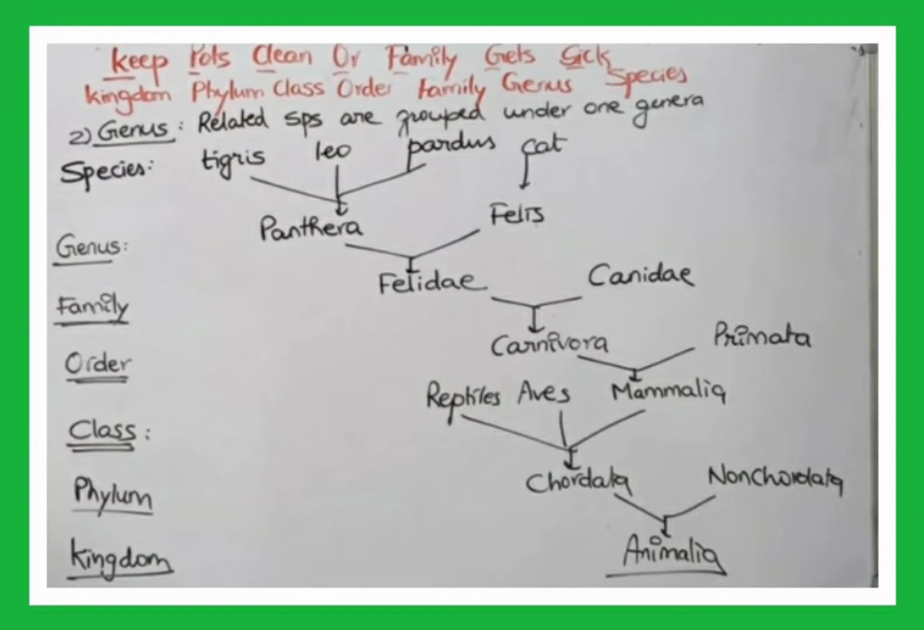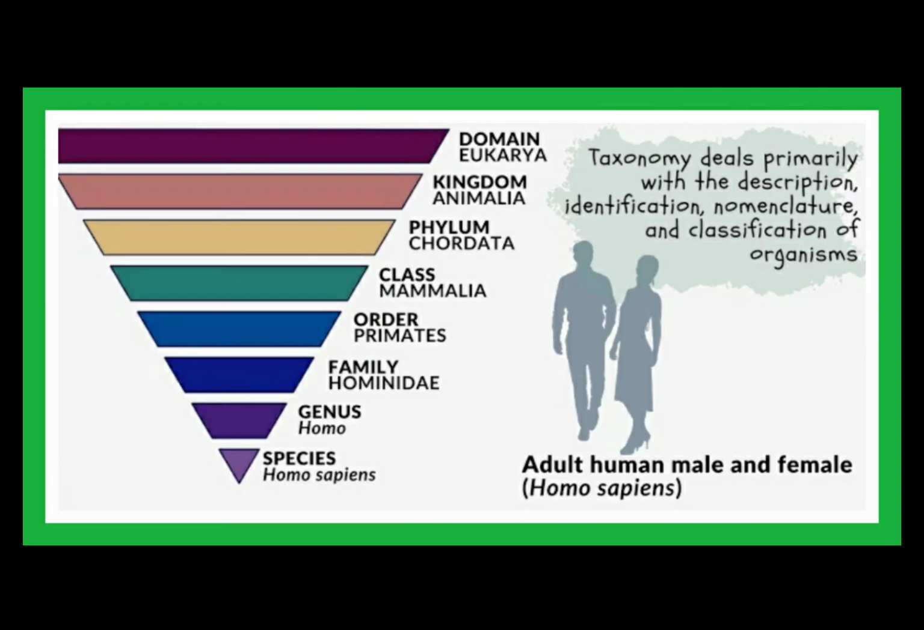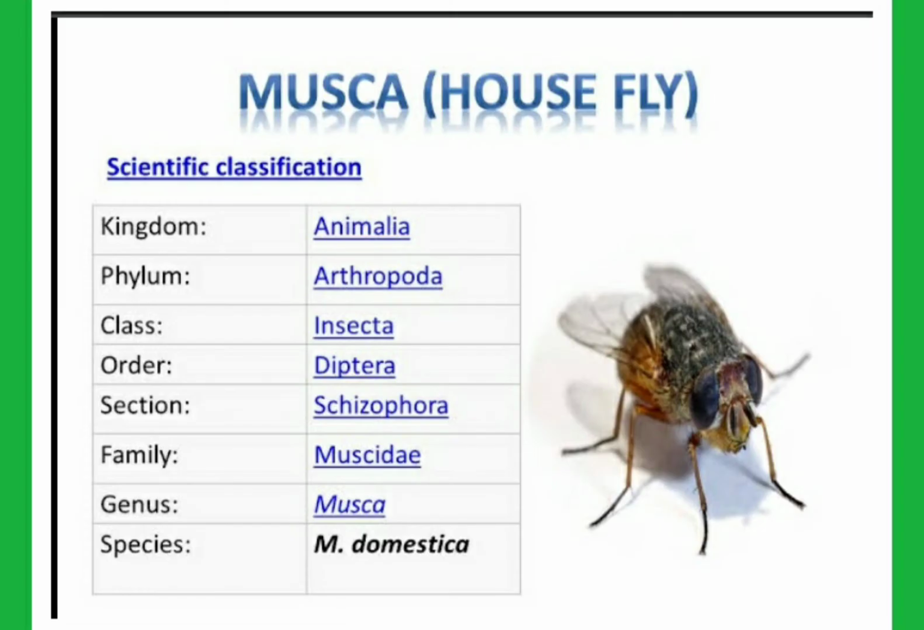Here we can see the flow chart of tiger, lion and leopard: Panthera, Felis, Felidae, Canidae, Carnivora, Primata, Mammalia, Chordata, Non-Chordata, Animalia. Here is a hierarchy of man, Homo sapiens. Man belongs to a family, Hominidae. Man's order, Primata. Man's class, Mammalia. Man's phylum is Chordata.